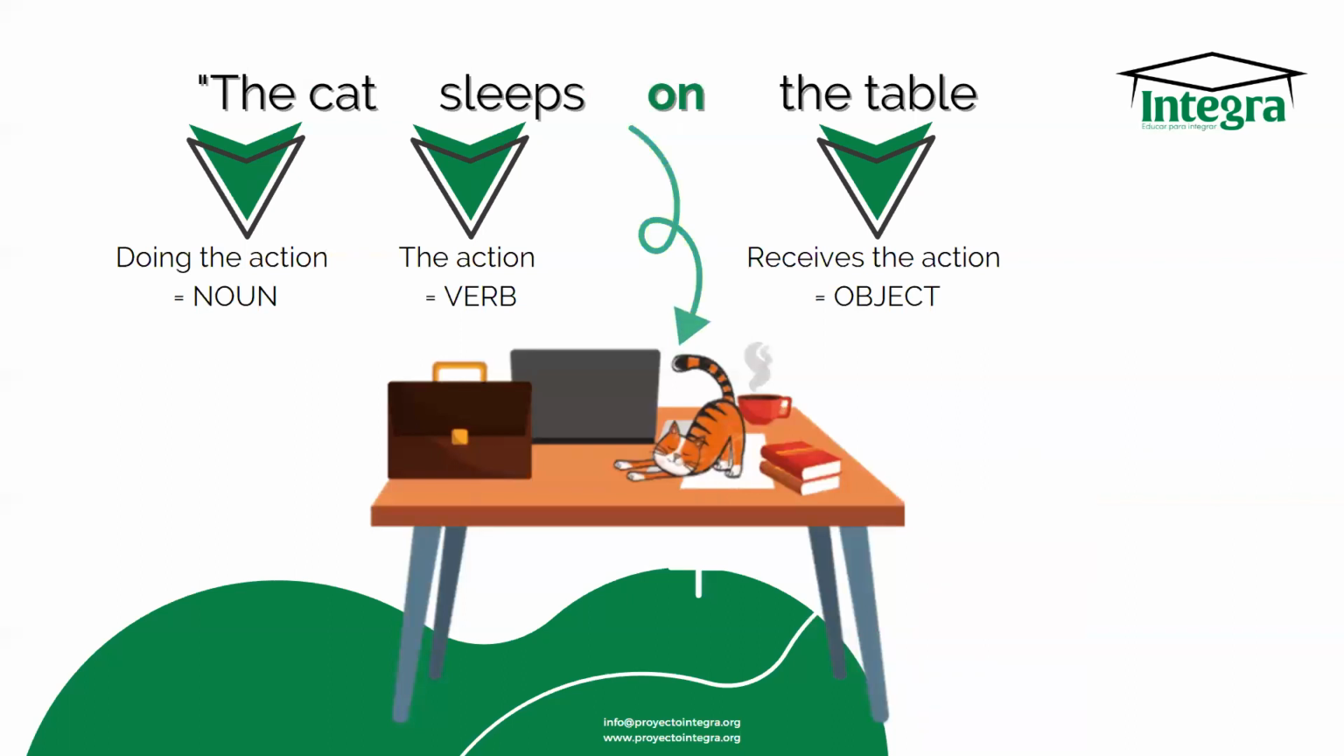Sleep is a verb. And here is the action of the sentence. It's what the cat is doing. The table is where the cat is at, the object that receives the action sleep. But where is the cat sleeping in relation to the table? He is sleeping on the table.